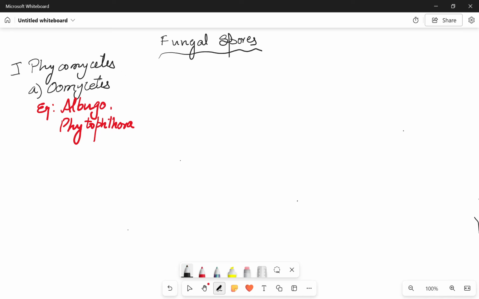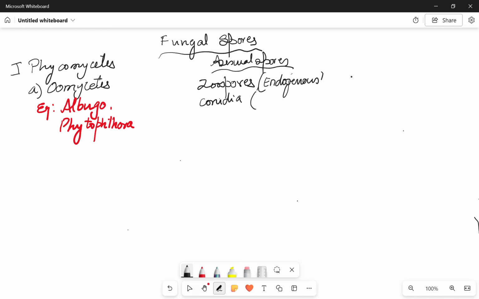So here are the asexual spores of Oomycetes. We can see the biflagellated motile planospores, that is zoospores, as well as conidia, because they consist of conidiosporangia. These zoospores are endogenous. Conidia are exogenous.